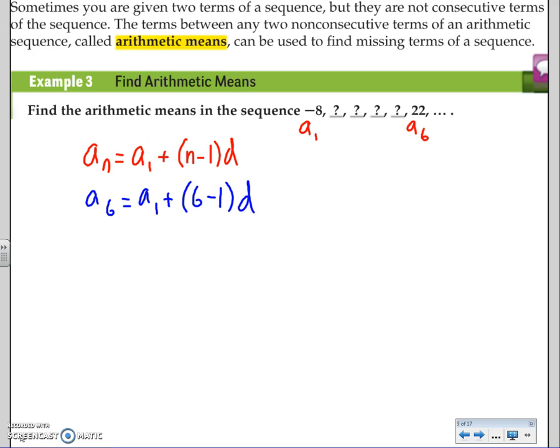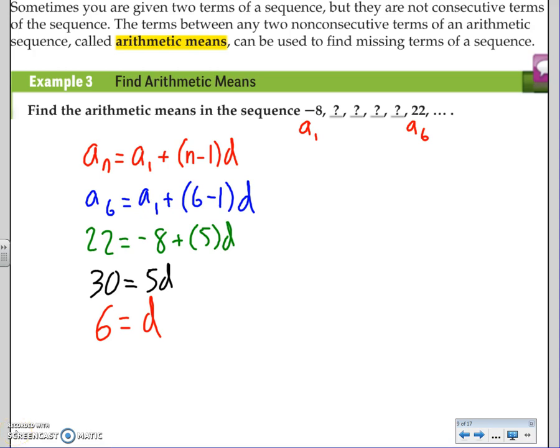We're going to plug in what we know. So a sub 6 we know is 22 equals a sub 1 is -8 plus 6 minus 1 is 5 times d is 5d. We're going to add 8. So that makes this 30 equals 5d. We're going to divide by 5. We get d equals 6.